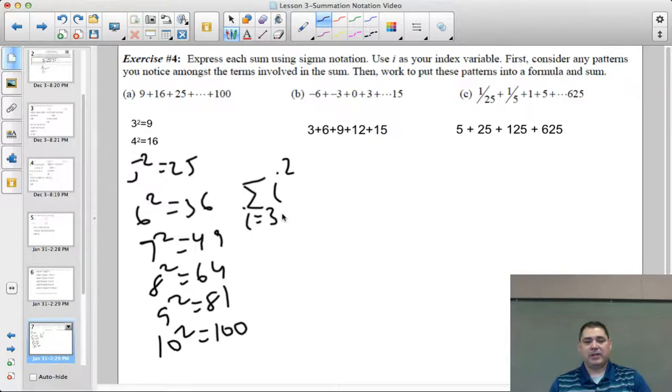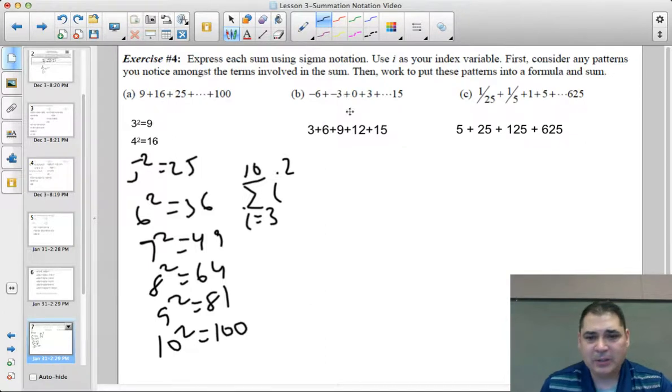Then you do the next consecutive number, which is 4, 5, 6. Where are we stopping? What was the last number that we squared? 10. So the upper limit is 10. Okay? So this would be your summation notation, and that would generate that sequence. Then you would add it all together.